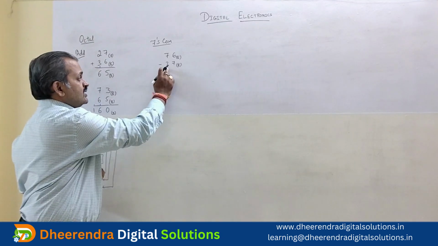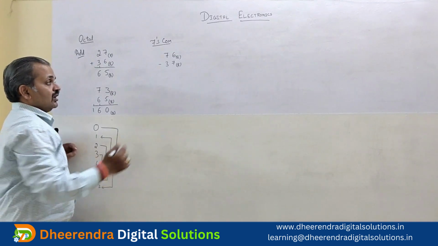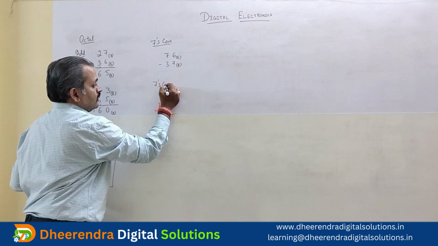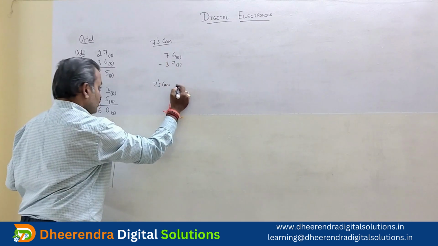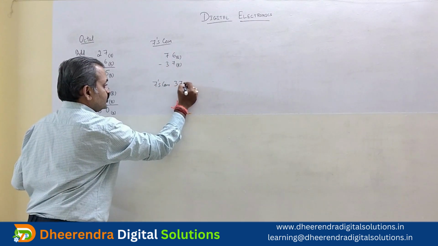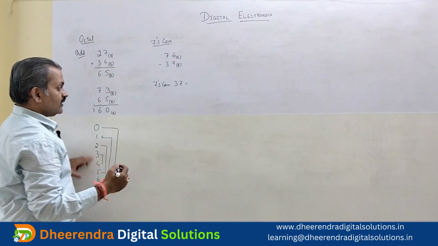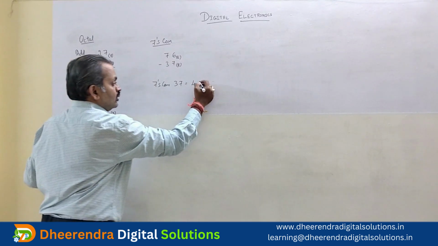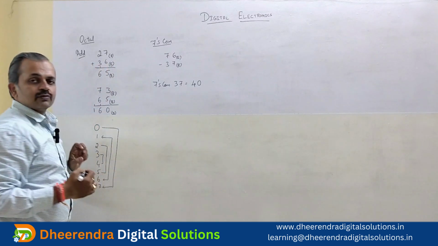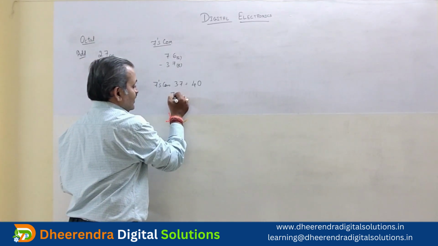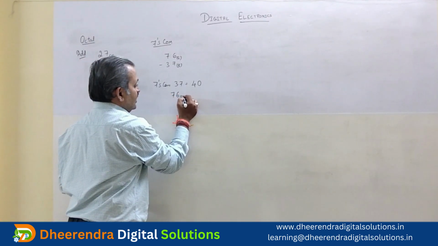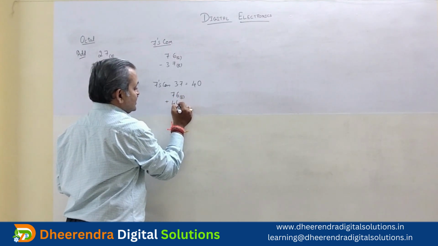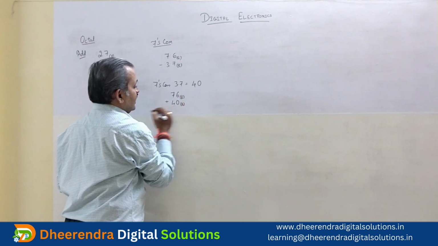So, the 7's complement of 37 will be equal to, what is that we are going to have? 3's complement is 4 and 7's complement is 0. So, 40. This is the value. So, 76 to the base 8 plus we need to perform 40 to the base 8.